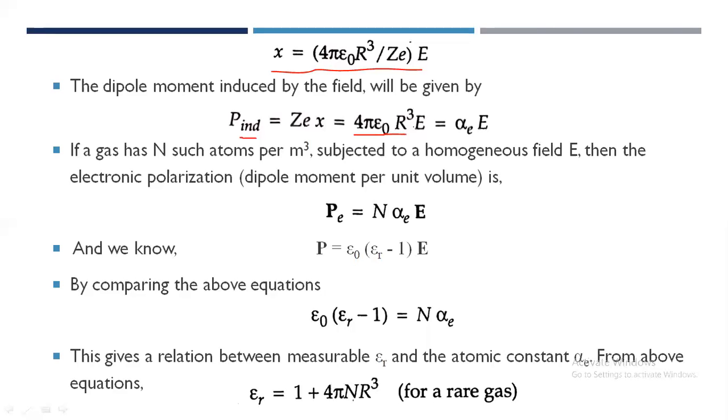into capital E. In this term, 4 pi epsilon 0 is a constant, and r cube is the radius of that sphere. It is also a constant. So it can be indicated with alpha E.